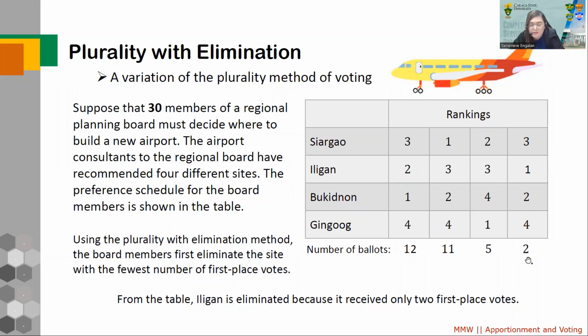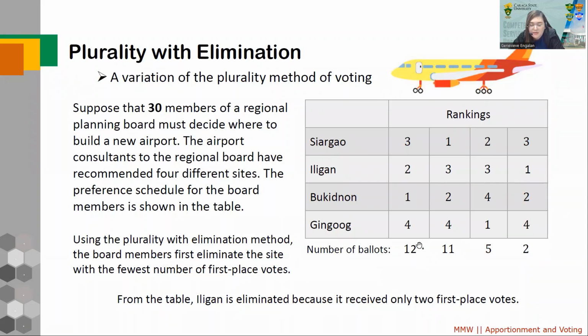So, ito man yung number of ballots. Kung atong i-total, this is a total of 30. 12 plus 2, 14 plus 11, 25 plus 5, that is 30. So, mao na sila ang 30 members of the regional planning board.